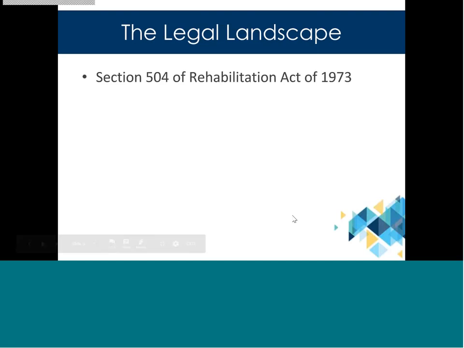The first piece of civil rights legislation about disability was Section 504 of the Rehabilitation Act of 1973. So when we look at policies that protect people with disabilities and ensure that they're not being discriminated against, this work goes back pretty far, maybe not far enough, but it's not as new as some people might think.